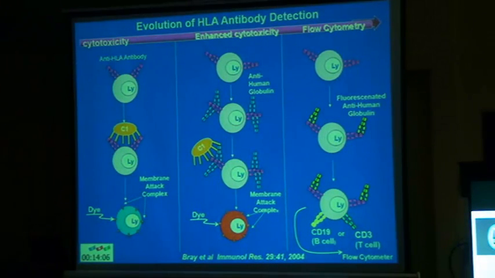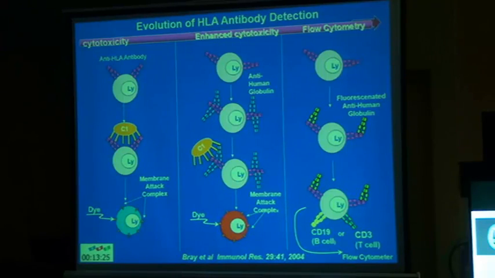Evaluation of HLA antibody detection. The first is the cytotoxicity, in which the lymphocytes are incubated with the serum. If there is anti-HLA antibody attached to the lymphocyte, upon addition of the complement, there is activation, and the membrane attack complex of the complement will result in death of the lymphocytes and entry of the dye into the lymphocytes. In case of enhanced lymphocytotoxicity, either we increase the time or do washing, or add anti-human globulin. This anti-human globulin increases the sensitivity of the assay.